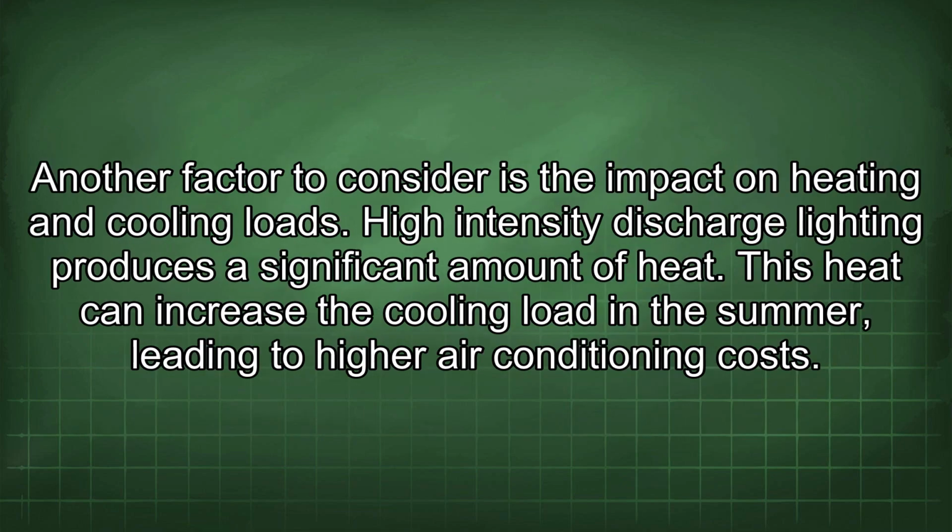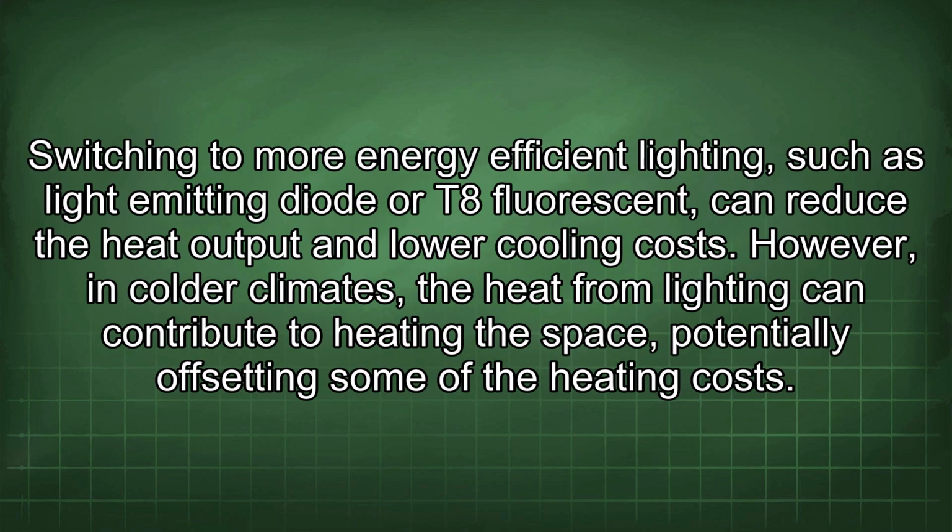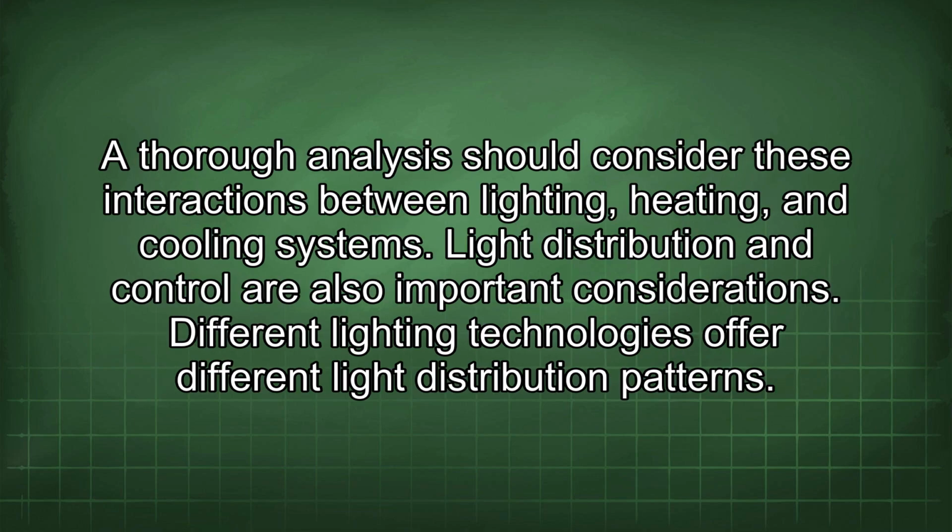Another factor to consider is the impact on heating and cooling loads. High-intensity discharge lighting produces a significant amount of heat. This heat can increase the cooling load in the summer, leading to high air conditioning costs. Switching to more energy-efficient lighting, such as light-emitting diode or Tate fluorescent, can reduce the heat output and lower cooling costs. However, in colder climates, the heat from lighting can contribute to heating the space, potentially offsetting some of the heating costs. A thorough analysis should consider these interactions between lighting, heating, and cooling systems.